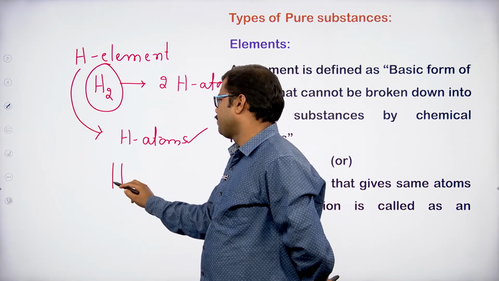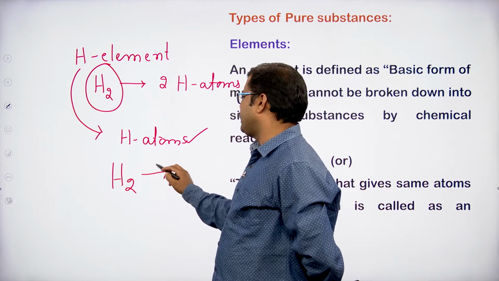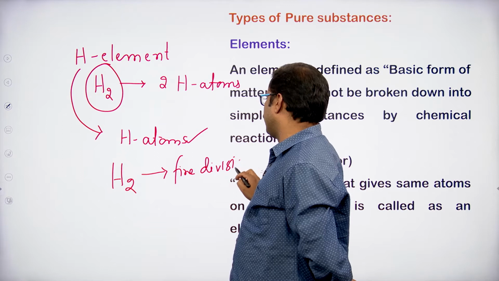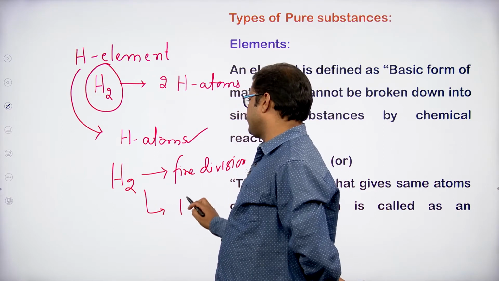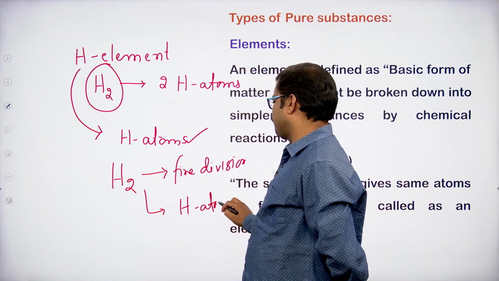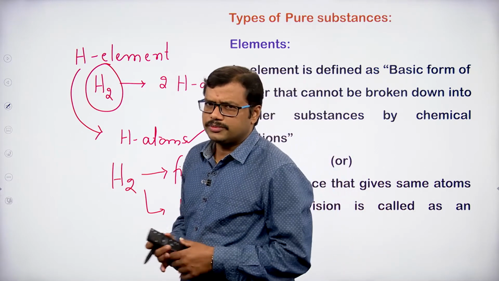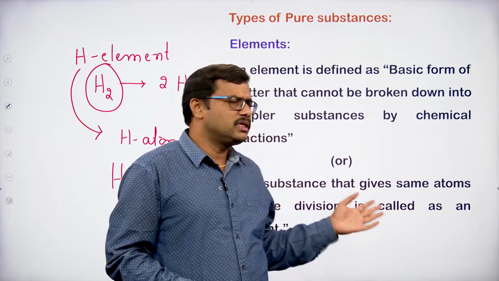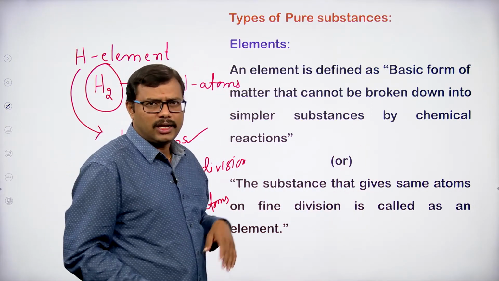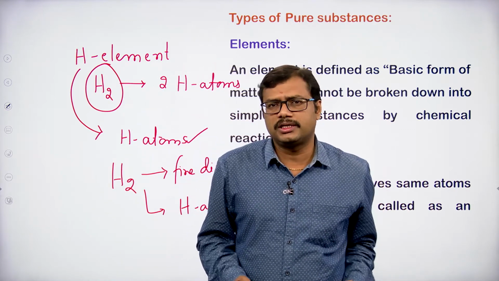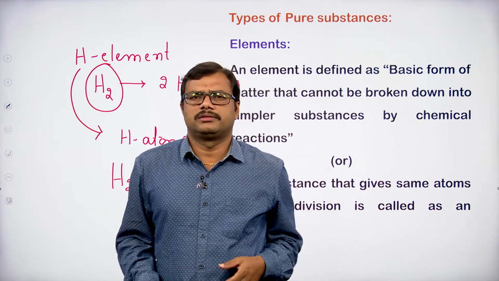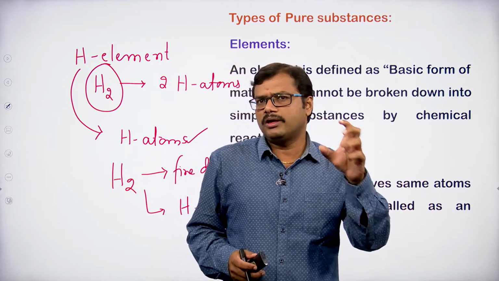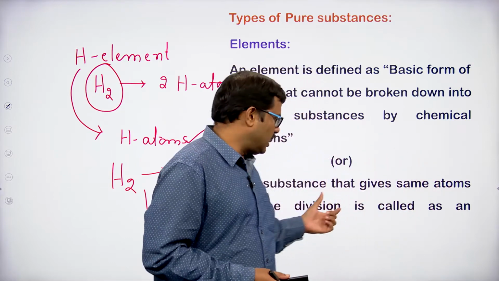So, hydrogen element on fine division, if I am going to cut the hydrogen element, I am going to end up with the formation of hydrogen atoms only. So, this is a substance which is giving the same atoms on finer division. When we divide it, we end up with only one type of atom. So, that substance is taken as an element.